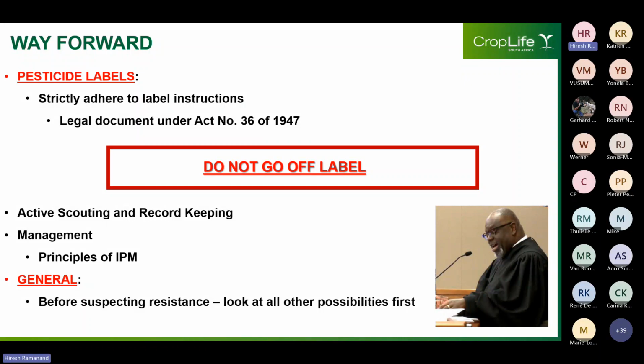Do not go off-label. In addition to being effective in controlling the target pest, when used according to label and taking into account the warnings and precautions, a pesticide product will pose basically no risk to humans, animals, or the environment. I have stressed the importance of active scouting and record keeping throughout this webinar, so I'm not going to say too much more here. What I will say is that farmers need to work closely with their advisors or crop protection professionals to get the best protocols needed for managing key insect pests of crops.